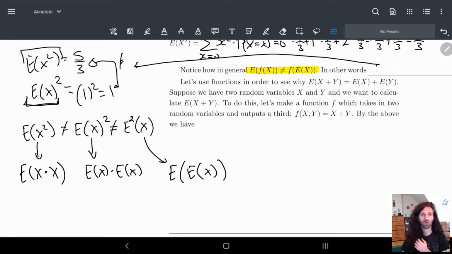We will stop this part here because it's been 10 minutes. Then I'll go into the linearity information in the next video. So I will see you then.